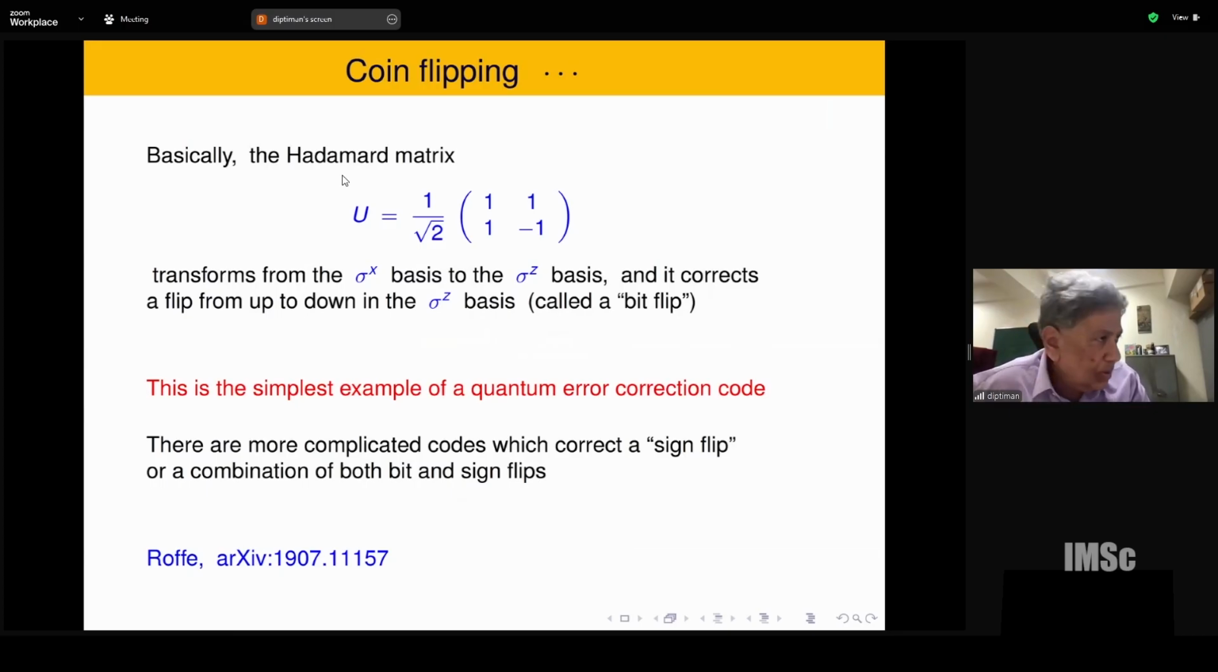So what I told you about is a bit flip, where you suddenly flip from 10 to 01. You can also flip from 10 to -10, or 01 to 0 -1. That's called a sign flip. And there are codes for correcting that as well. And there are more complicated codes which can correct for a combination of both bit and sign flips. So if you want to know more about this, you're welcome to look at this paper from 2019. The reference is here.